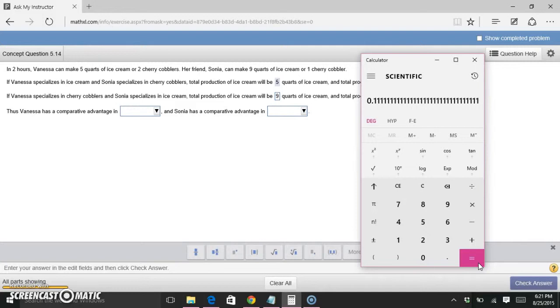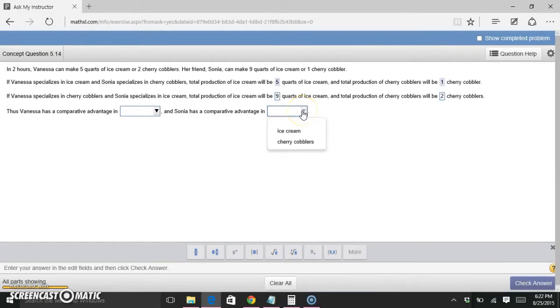So here we find out that Sonia's price or cost of making ice cream is lower. She can make ice cream faster, better. For whatever reason, she's better at making ice cream than Vanessa is. So Sonia has the comparative advantage in making ice cream because her cost of making ice cream is lower. So I'll go ahead and fill that in here. Sonia has the comparative advantage in ice cream.